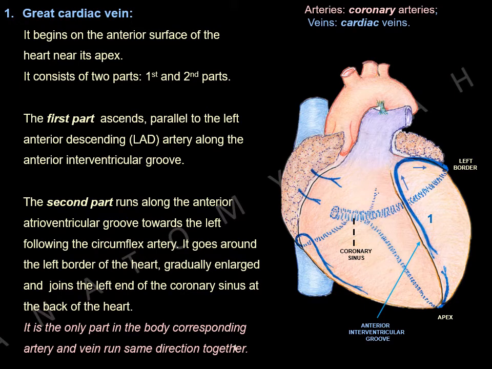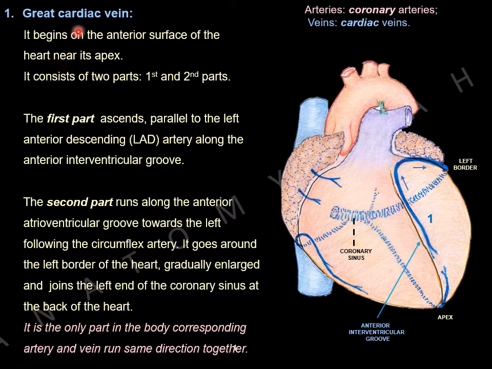Number 1, the great cardiac vein. This is the anterior view of the heart. This is the apex. This is the left border of the heart. This is the anterior interventricular sulcus, along which the left anterior descending artery comes down. This is the anterior atrioventricular groove, along which the circumflex artery goes to the left border of the heart. Posteriorly is the coronary sinus.